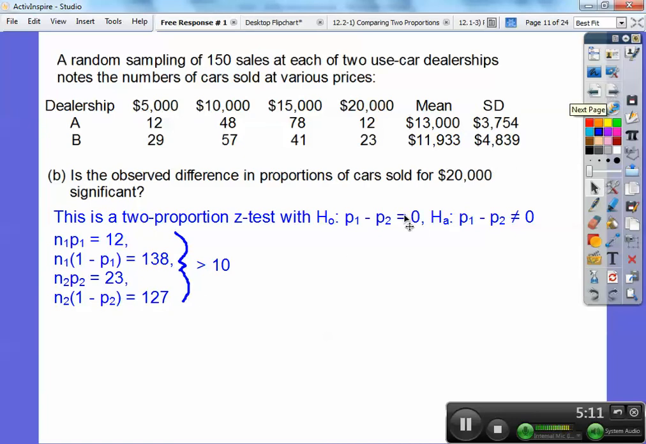Okay, so N1P1 is this number right here, 12. And the complement of that from 150 is 138. N2P2 is this 23 right here, and the complement of that from 150 is 127. All four of those are greater than 10.